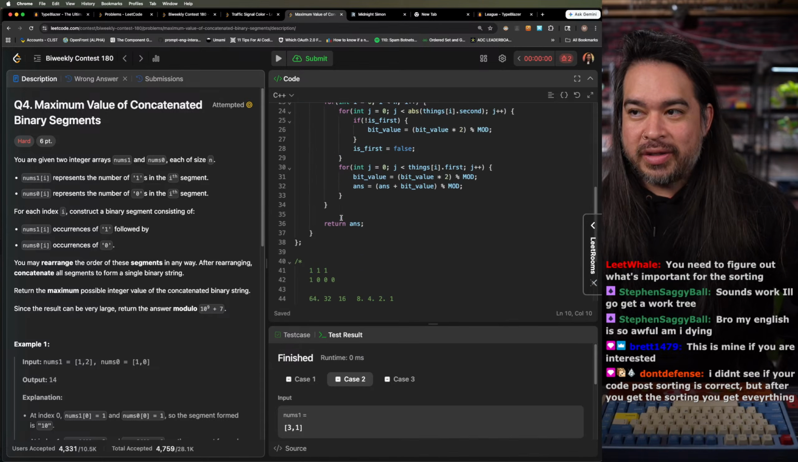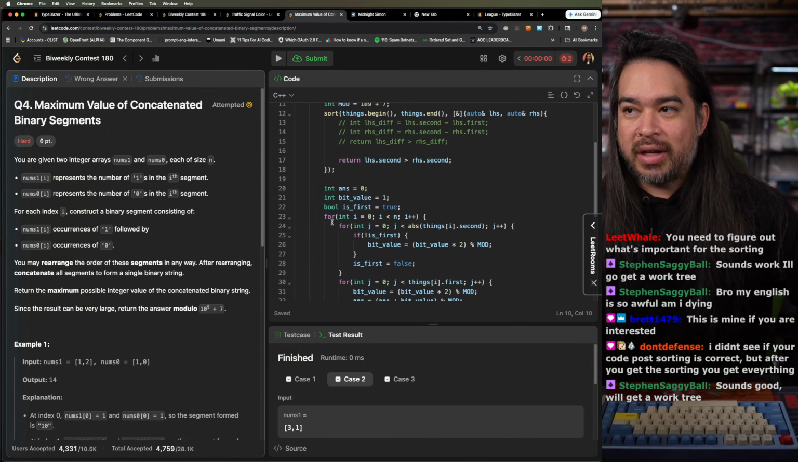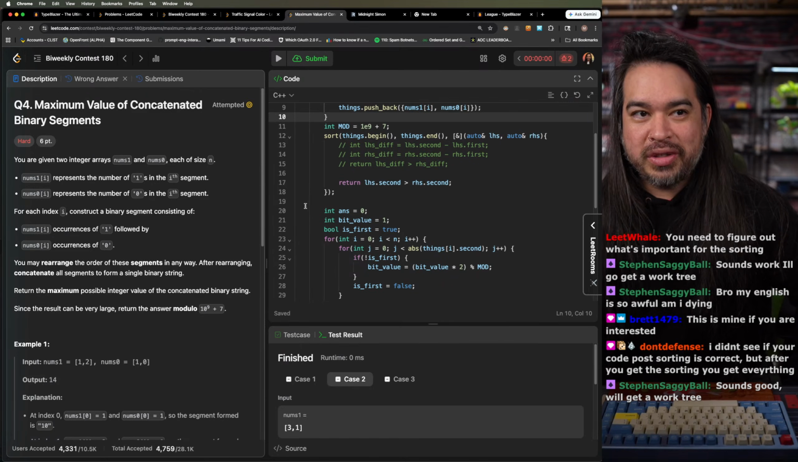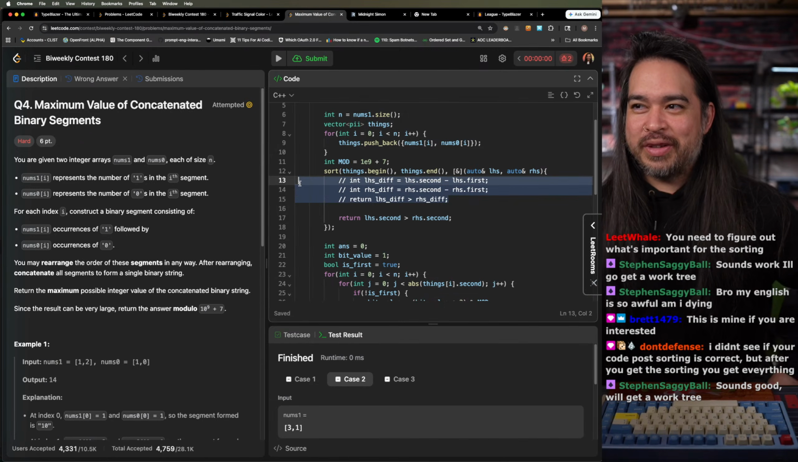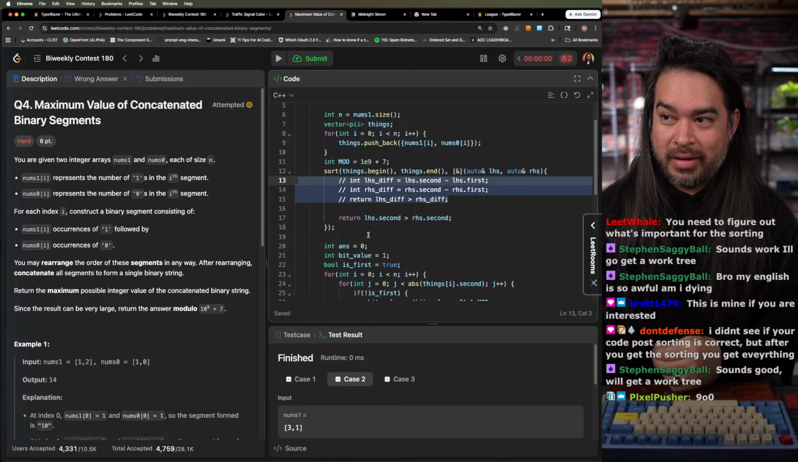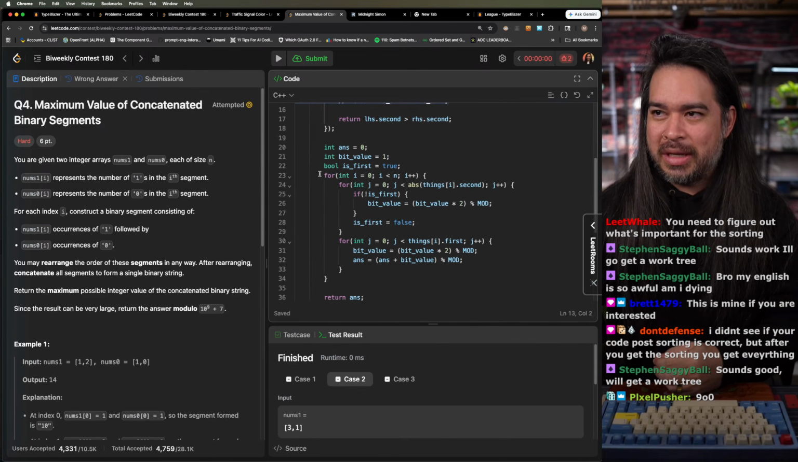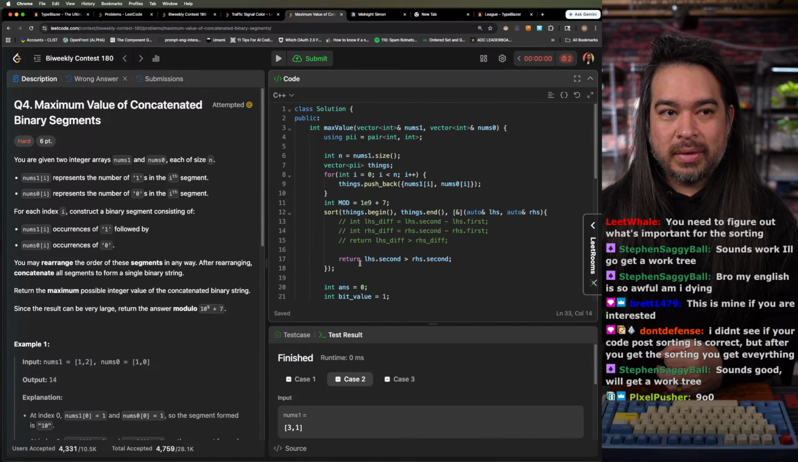Smile if you're interested. Yeah, I'm interested. I didn't see if your code post sorting is correct. But after you get the sorting, you get everything. Alright, what's the sorting, man? Just gotta tell me. I don't know what the sorting is. I tried a few different sorts, and everything. Maybe my implementation to calculate the thing is also wrong. But who knows?